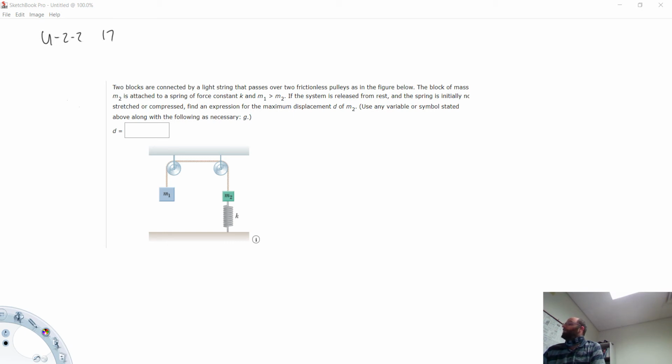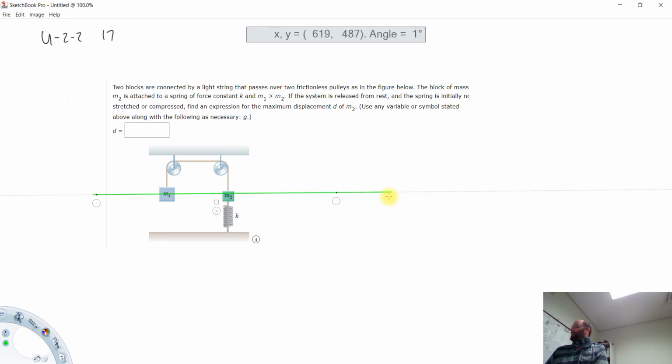Let me kind of look this over. Two blocks connected. System released from rest. Mass 1 bigger than mass 2. So, this system is released from rest, and the first thing I would do is put a datum. It was nice that they put these basically at the same height too. All right, so let's put a datum right there.